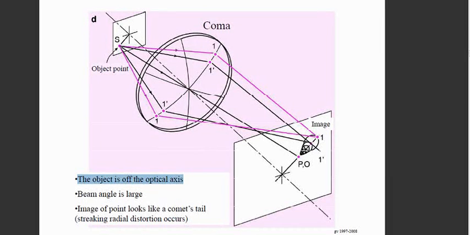And in a coma, and also in the next aberration called astigmatism, the object is off the optical axis. You can also throw in that the beam angle is large, not a must, but it's important to say that the image looks like a comet tail. As shown here, it's kind of smudging. This is what we'd expect in coma aberration.